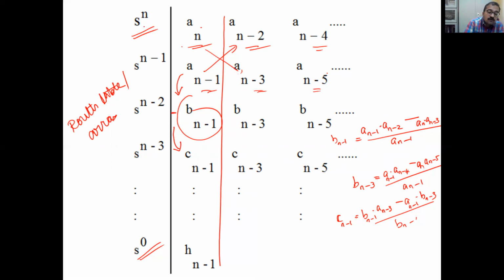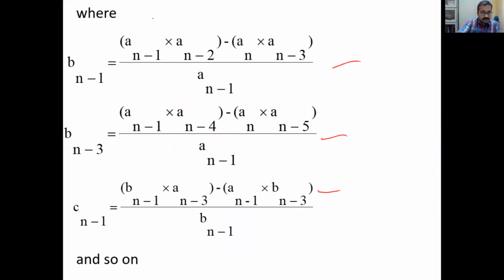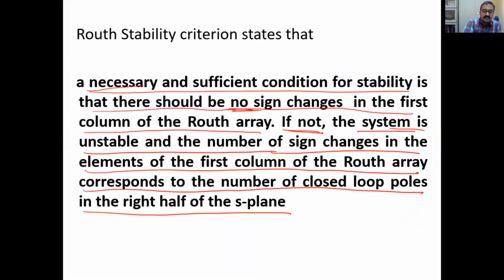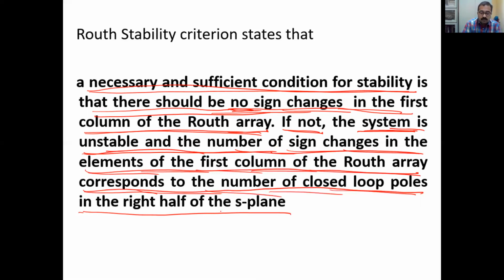That means out of the total n number of closed loop poles, 2 are in the right half of the S-plane, which means making the system unstable, and the remaining n minus 2 poles are in the left half of the S-plane. Okay, so this is what is Routh stability criterion. Let me repeat that. A necessary and sufficient condition for stability is that there should be no sign changes in the first column of the Routh array. Otherwise, the system is unstable and the number of sign changes in the elements of the first column of the Routh array corresponds to the number of unstable closed loop poles.